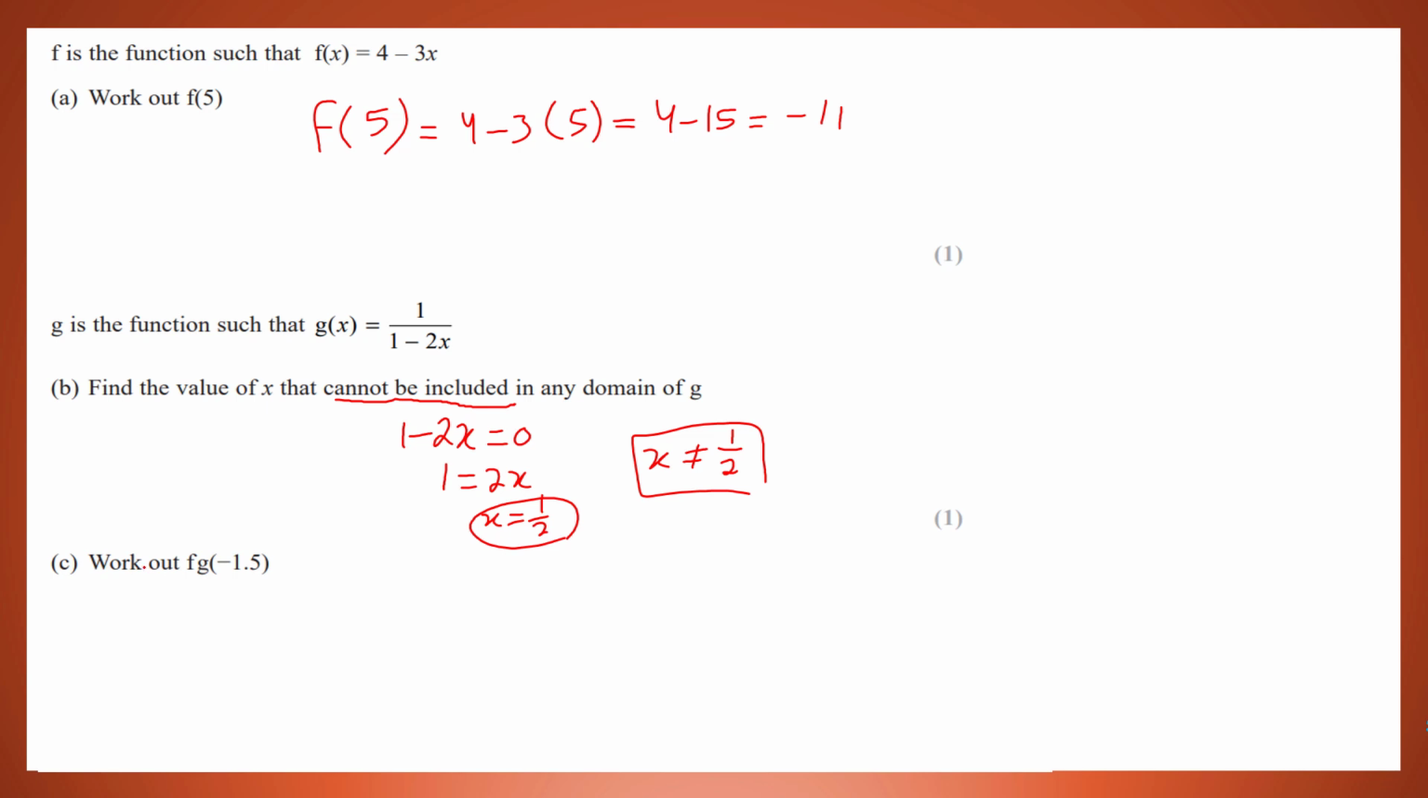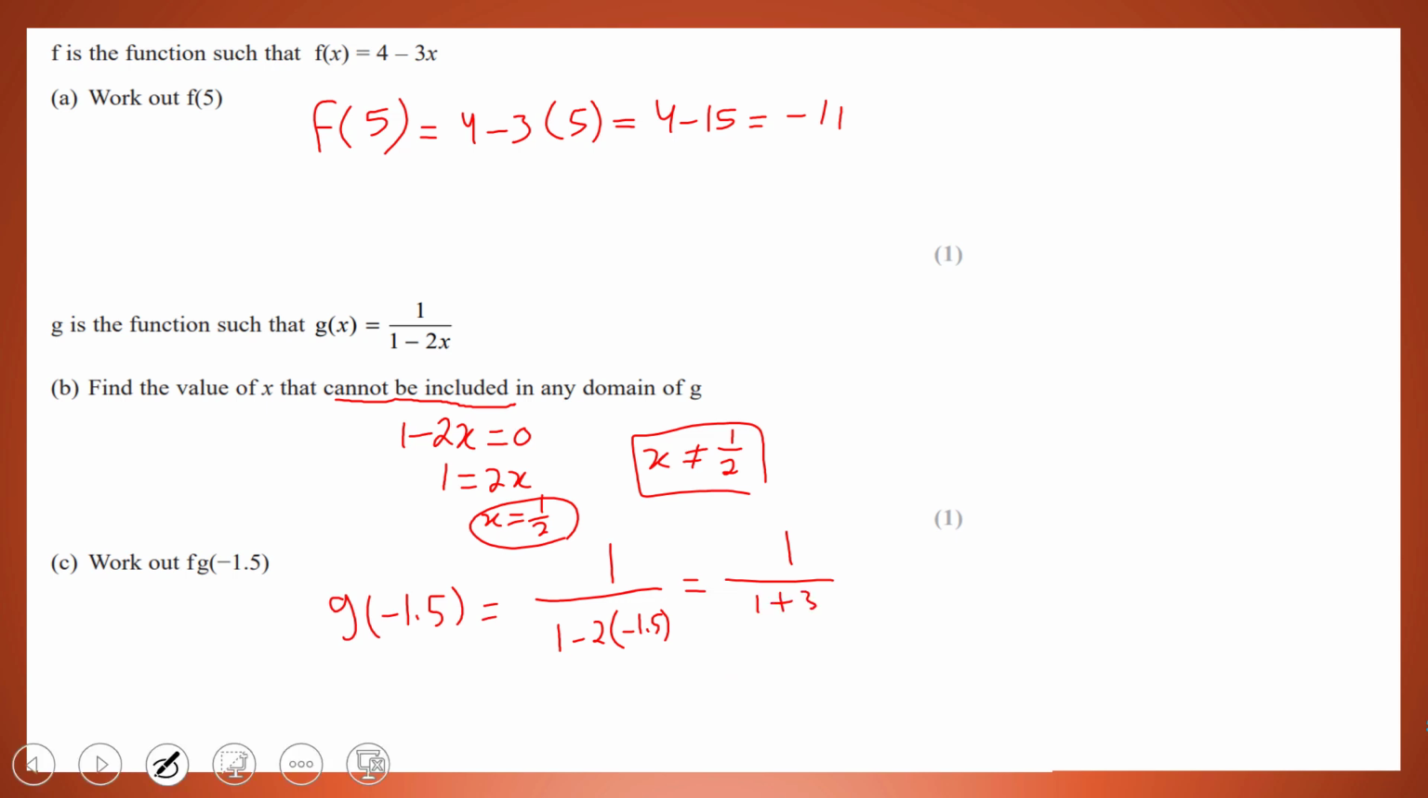Here, we need to work out the composition f of g of negative 1.5. So first of all, we need to find g of negative 1.5. We'll do just substitution. And then what I get after substituting in g, I'll replace it in f. So let's find g of negative 1.5 first. So you replace it in here. It will be 1 over 1 minus 2 multiplied by negative 1.5. So when you substitute, negative 2 by negative 1.5 will be positive 3. So it will be 1 over 1 plus 3, which is 1 over 4.